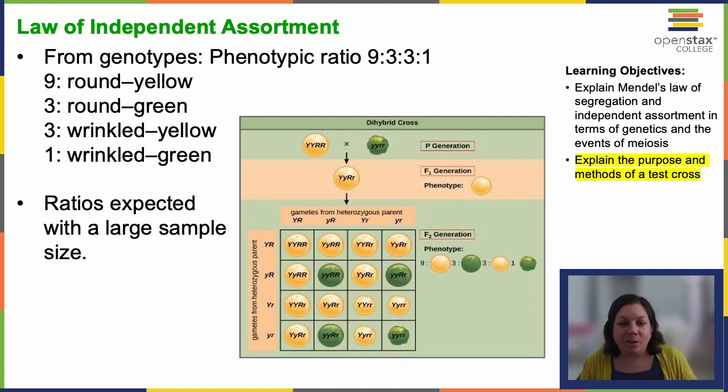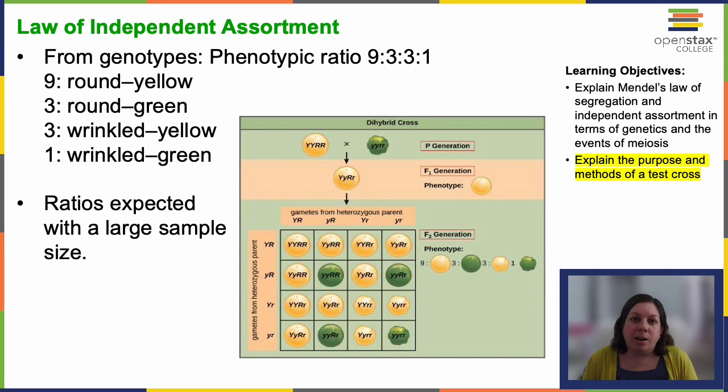9 to 3 to 3 to 1. These are the offspring ratios that we would expect, assuming we perform the crosses with a large enough sample size. Now, if you do too small of a sample size, it doesn't always work out that way. Think of it this way.